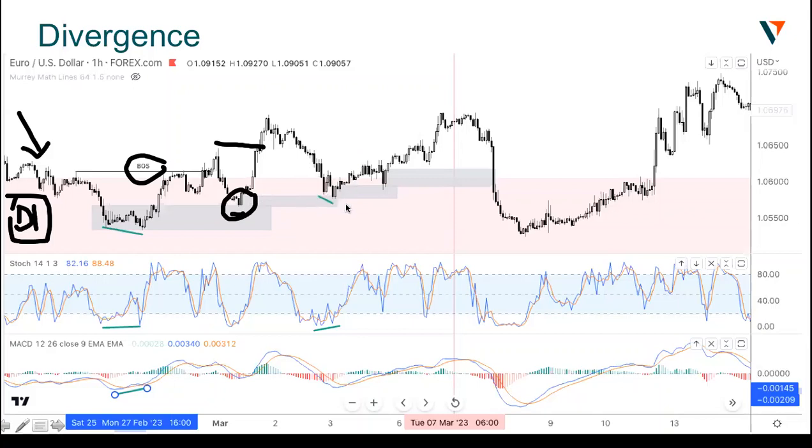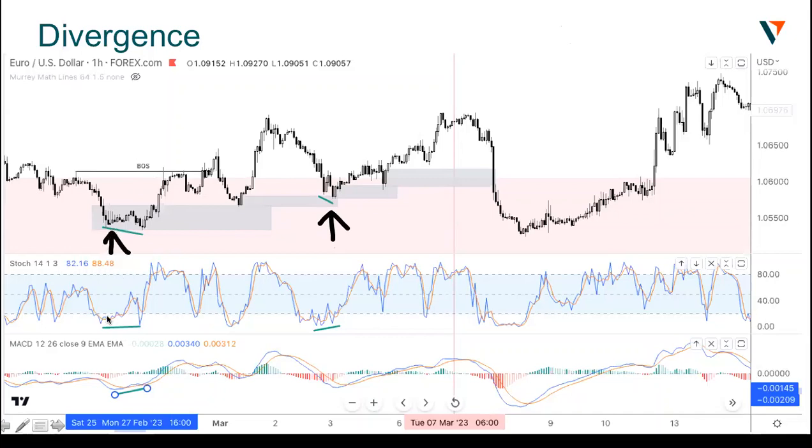Okay, so if you want to compare this divergence with this divergence, let me just erase the rest of this so that it's not confusing. Okay, so I'll just point out these two divergences. You can see that both of them are bullish divergence.